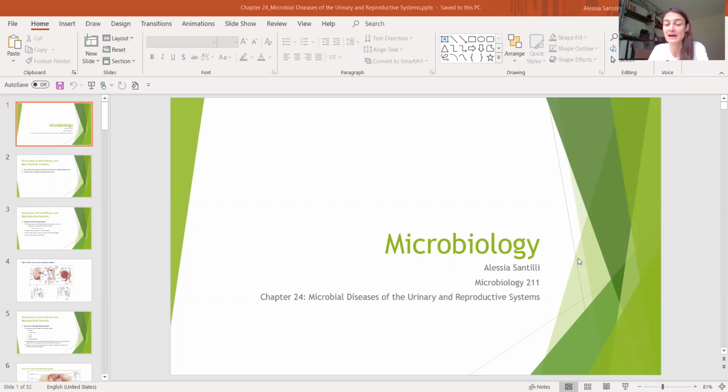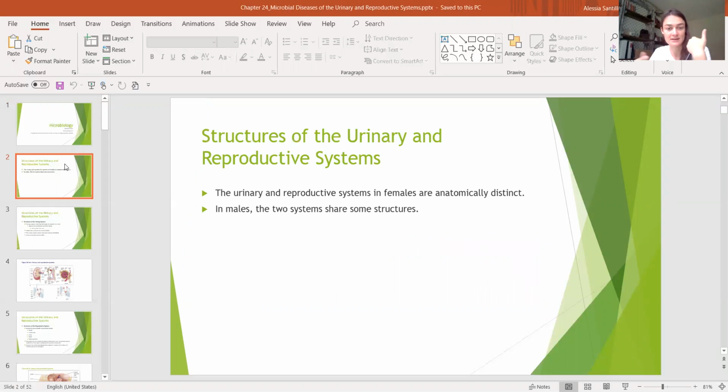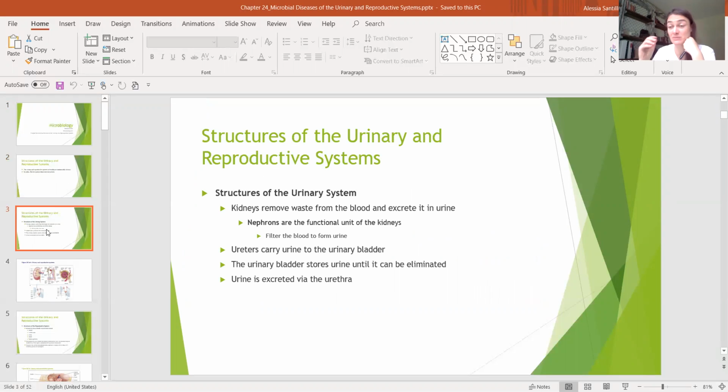Right off the bat, we have to remember that anatomically, the female urinary and reproductive systems are, for the most part, not connected. And then for the males, the urinary and reproductive systems are going to be connected at certain points. So that's something to consider as we move on to the rest of the chapter. Let's talk about the structure of the urinary and reproductive system. Like I said, the urinary and reproductive systems of females are anatomically distinct, while with males, you're going to have some similarities, some features that are shared.